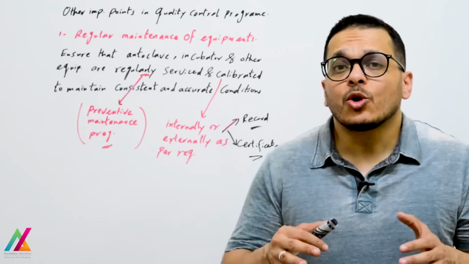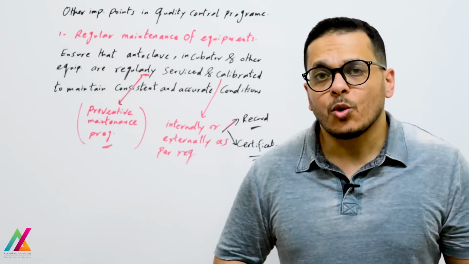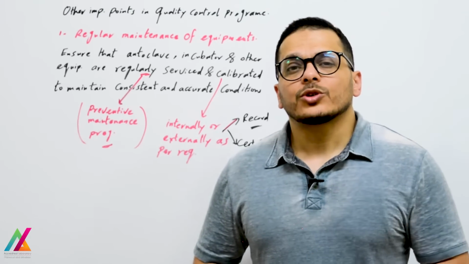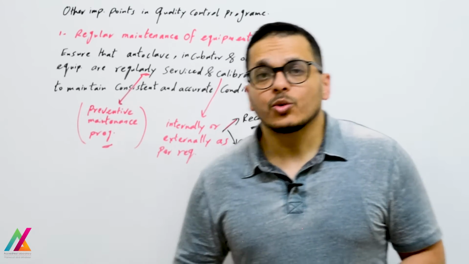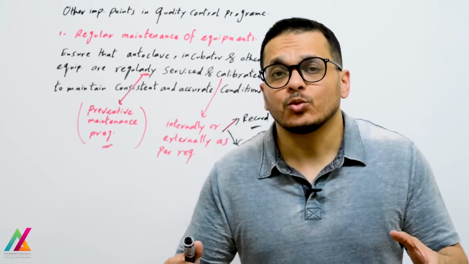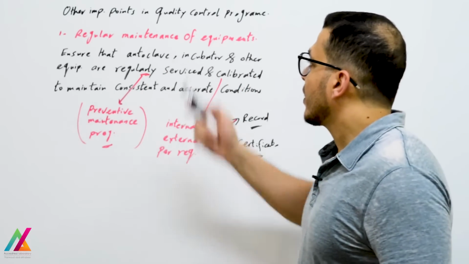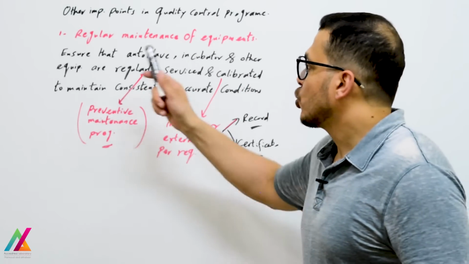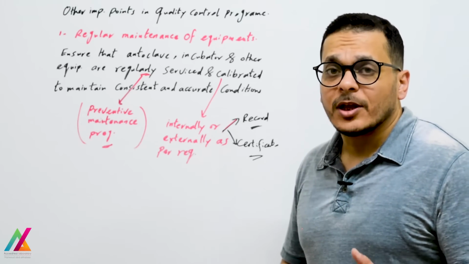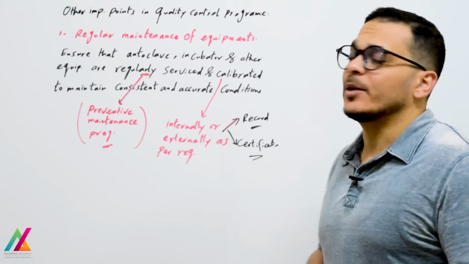In this lecture, I will continue explaining some points relating to the quality control program. One of the most important points is equipments. All equipments inside the lab shall be maintained well to ensure their performance. So, regular maintenance of equipments. Ensure that autoclave, incubator, or any other equipment used are regularly serviced and calibrated.